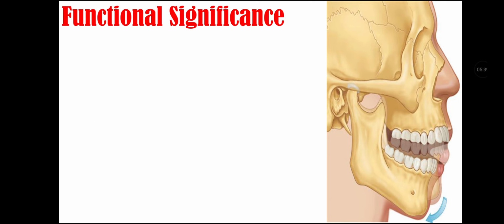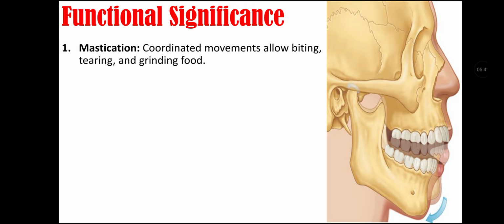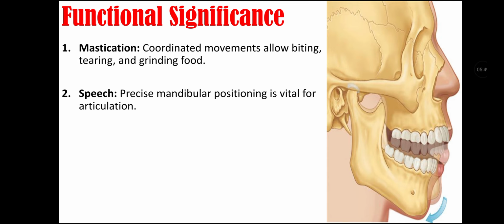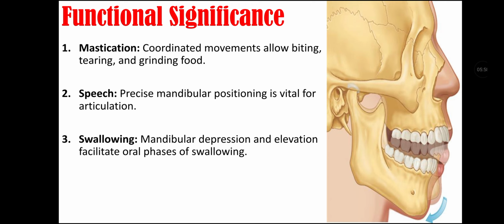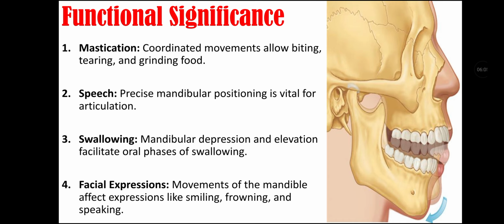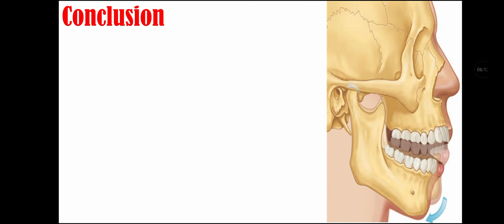Functional significance of mandible movement. First is mastication. These coordinated movements allow biting, tearing, and grinding of the foods. Second function is speech. Precise mandibular positioning is vital for articulation, and that is important for speech. Third significance is swallowing, as mandibular depression and elevation facilitate oral phases of swallowing. Fourth significance is facial expression, as movements of the mandible affect expressions like smiling, frowning, and speaking.